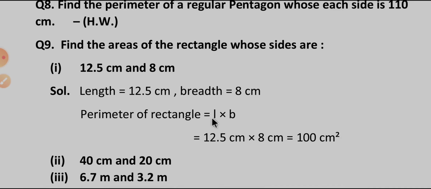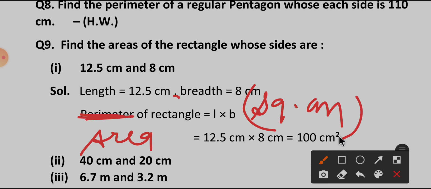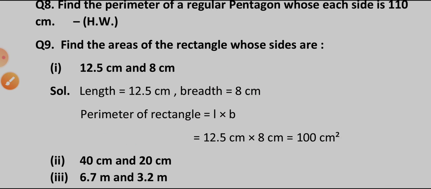So the area of a rectangle formula is L into B. Sorry, here it was B. The area of a rectangle is length multiply breadth. So length is 12.5 and breadth is 8. So 12.5 into 8 is equal to 100. Now see, centimeter is given how many times? 2 times. So centimeter into centimeter, centimeter square, or you can write it as square centimeter also. We can write both types, centimeter square or square centimeter. Any unit you can use, and this unit is important.